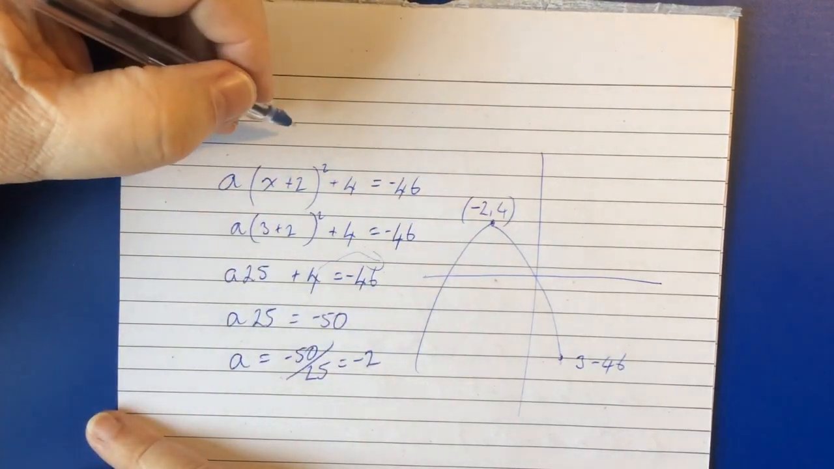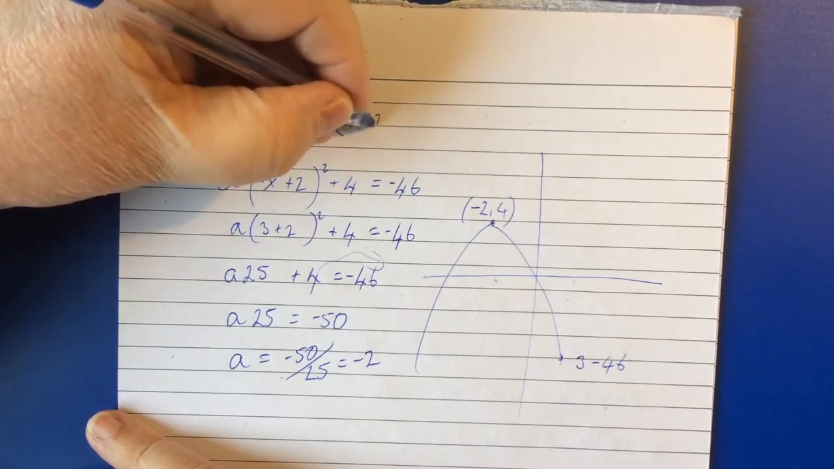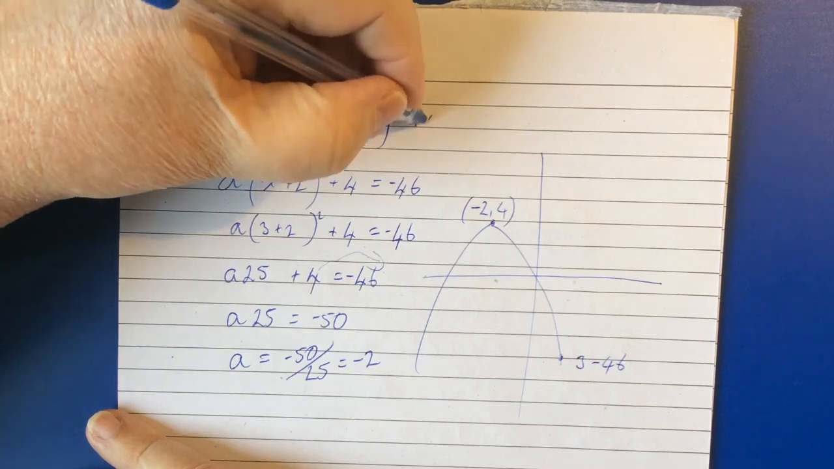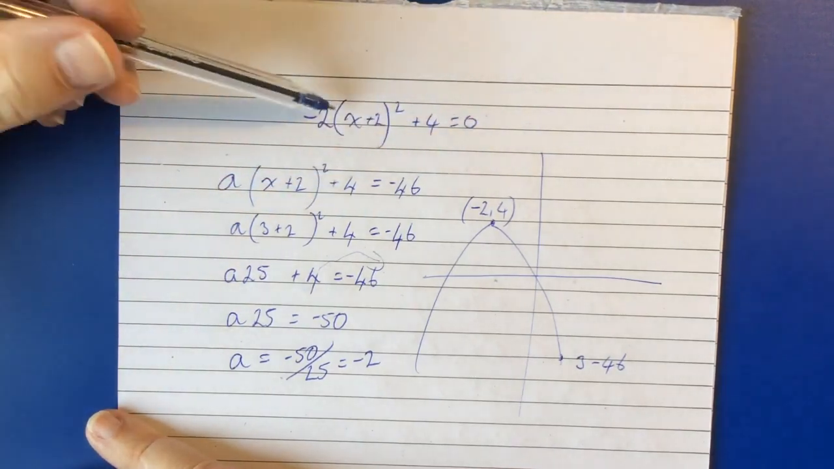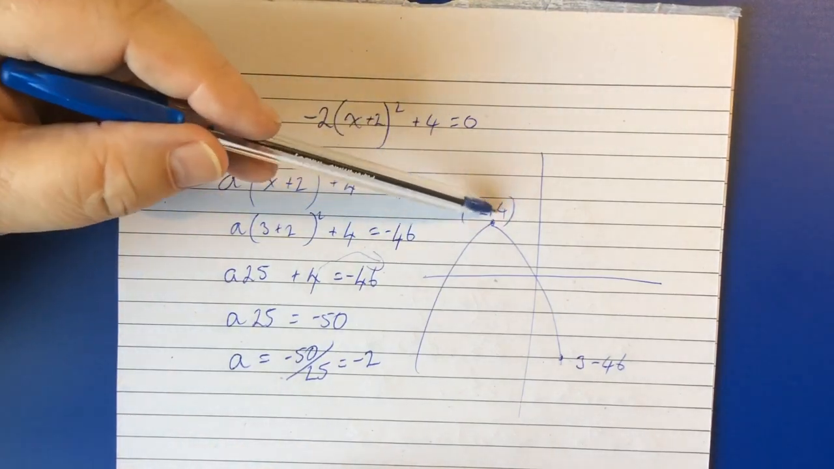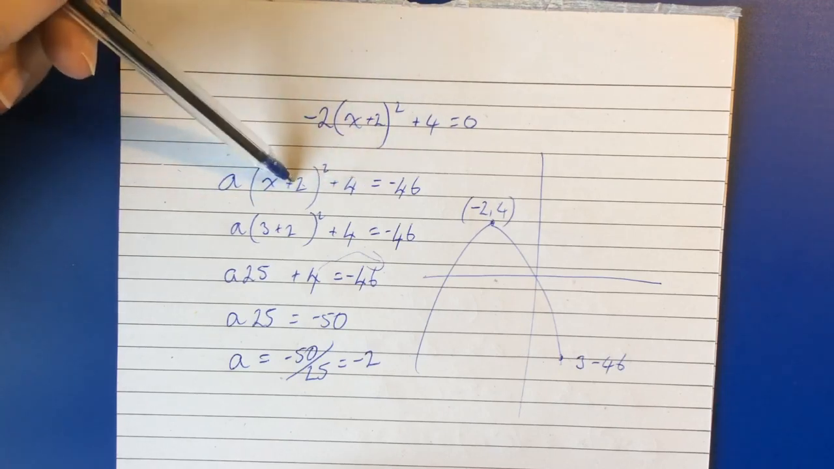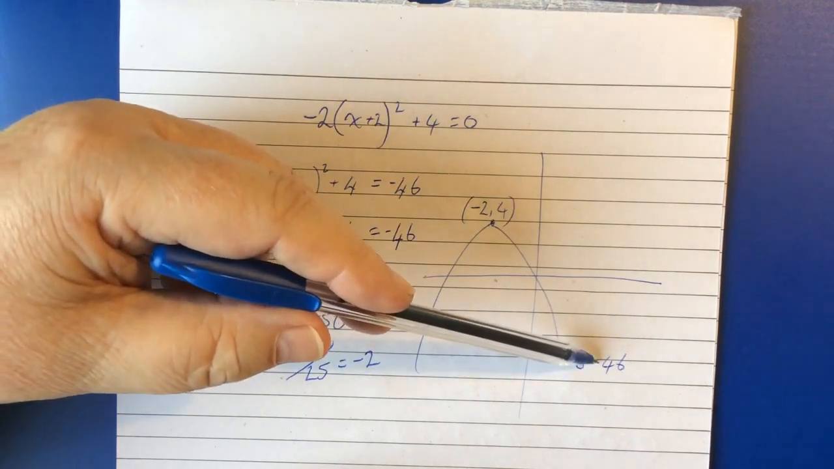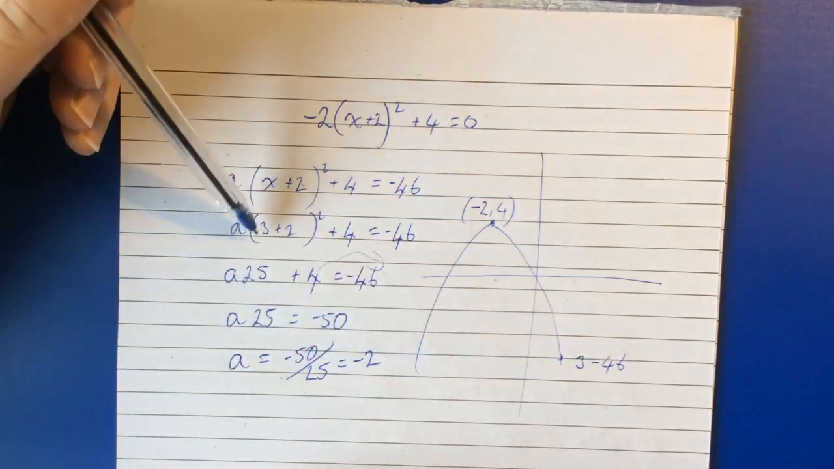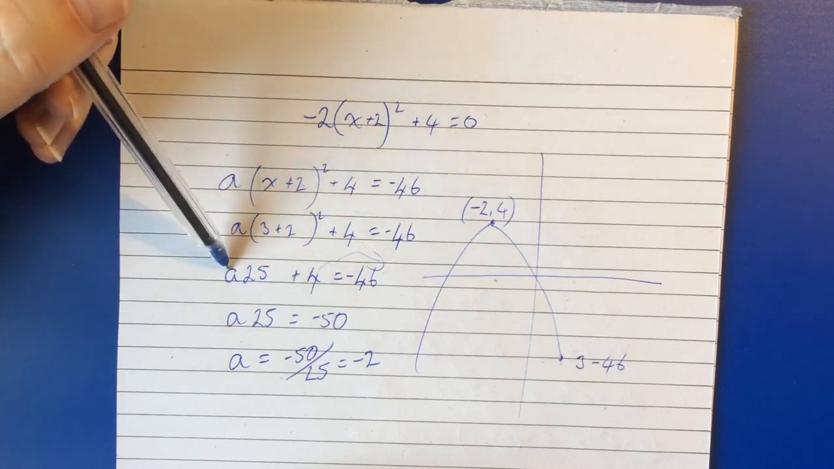So our equation, I'll write it up here, is -2 into x plus 2 all squared plus 4, we'll make that equal to 0. That is our general equation, and we've done that by realizing that we were dealing with a turning point and using those two bits of information to give us this. We've then tried to make the equation equal -46 when we put 3 into it. And what we found is that we had to work out what this factor was, what a was.